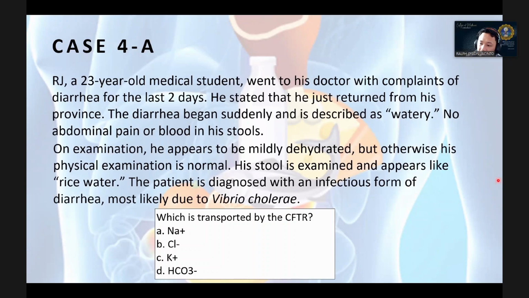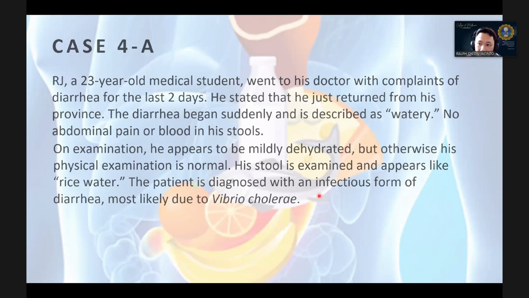Okay, so end poll. Share results. The correct answer here is chloride ions. Your CFTR is actually a chloride channel. So majority of you are correct. Let's look at your CFTR.